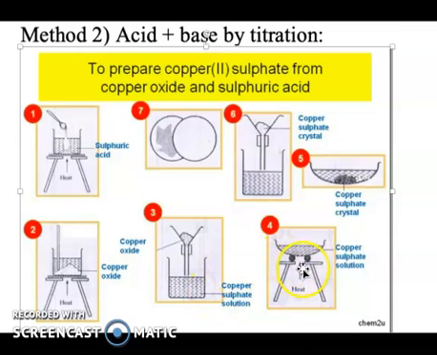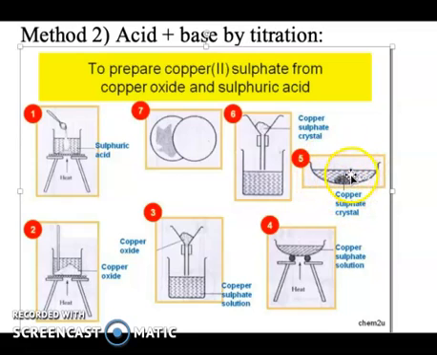The fourth step is that we take the copper sulfate solution, leaving the copper oxide behind, and this solution is heated. When we heat the copper sulfate solution, we get crystals of copper sulfate. Now see, students, in the fifth step you can see the same copper sulfate solution. When we heat this solution, there is a formation of crystals.